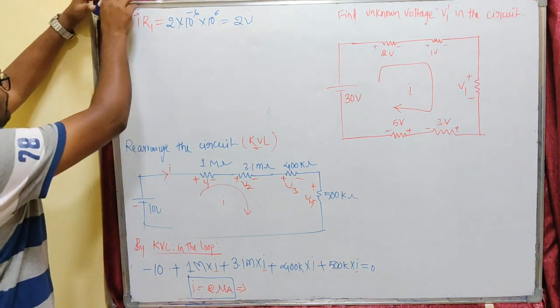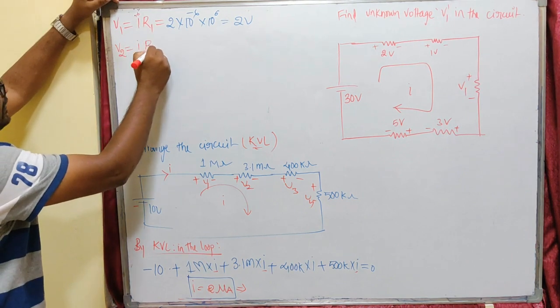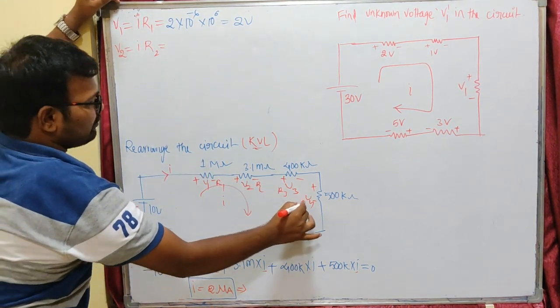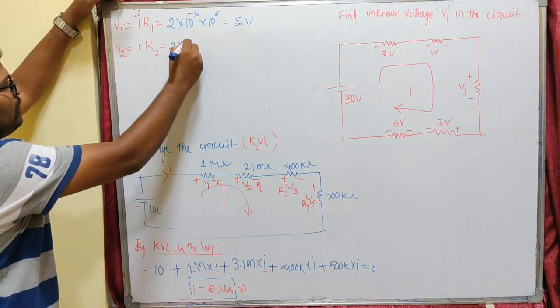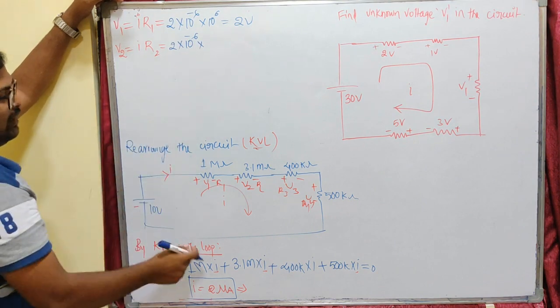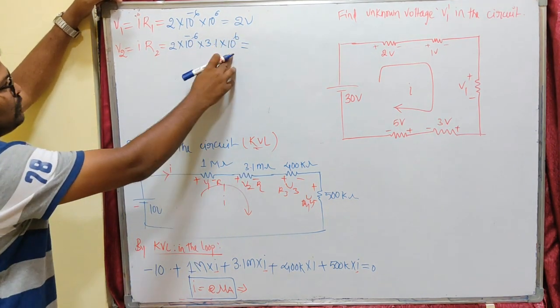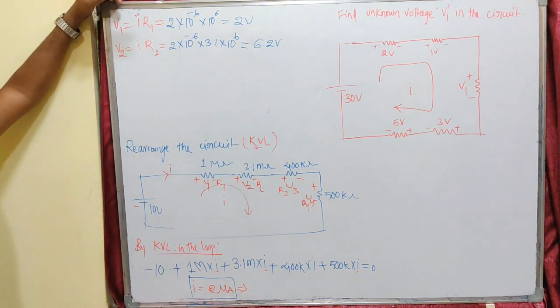Similarly V2, the voltage across this 3.1 mega ohm resistor, where the current is the same. So I into R2, I is 2 into 10 power minus 6, into R2 which is 3.1 into 10 power 6. So these two will get cancelled, and that will be 6.2 volts. The voltage across this resistor is 6.2 volts.